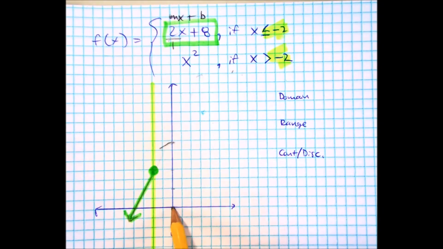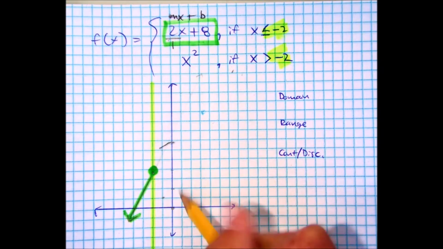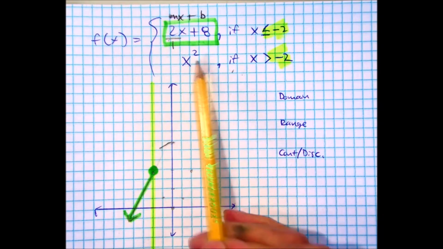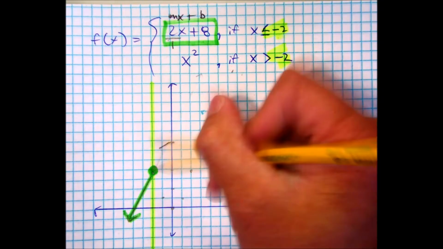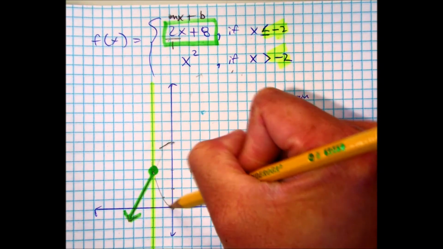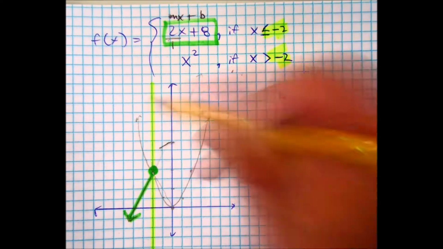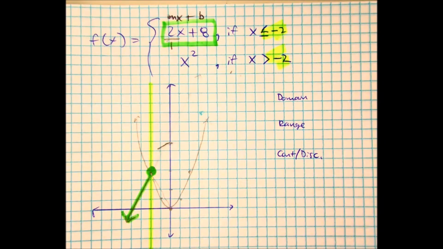Here's the origin. Negative 2, 4, negative 1, 1, 0, 0, 1, 1, 2, 4. And again, you could have picked any x values and just put them in there and square it, right? But the calculator is doing all that hard work for me. So I can go ahead and graph this now. There's my parabola.